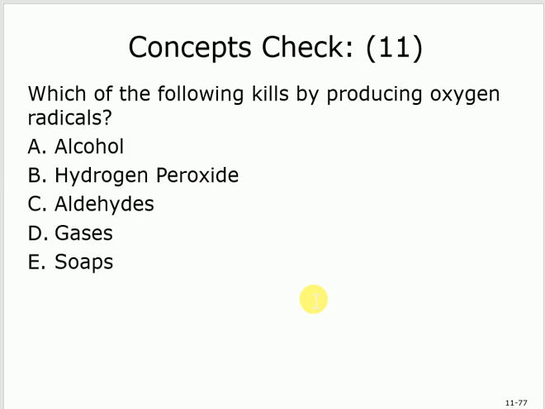How does the hydrogen peroxide work? It works by producing oxygen radicals, and these oxygen radicals are going to kill the microbes. So what's the answer for this question? What kills by producing oxygen radicals? Hydrogen peroxide.